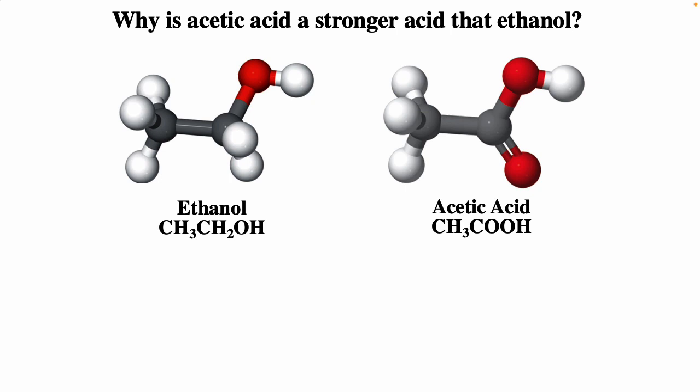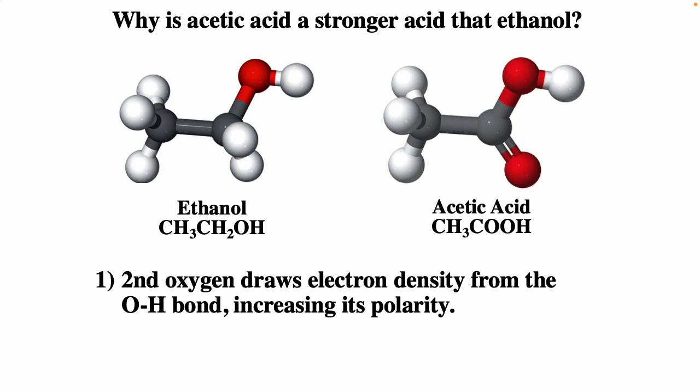Why is acetic acid a stronger acid than ethanol? For acetic acid, you've got the second oxygen. It's able to grab electron density away from the OH bond, weakening it. And the conjugate base has resonance structures, making it a little bit more stable.